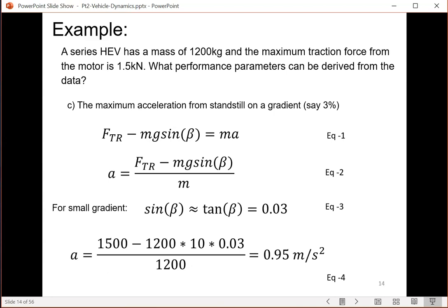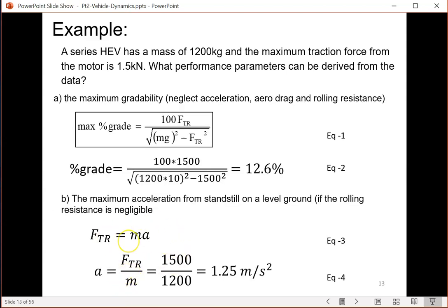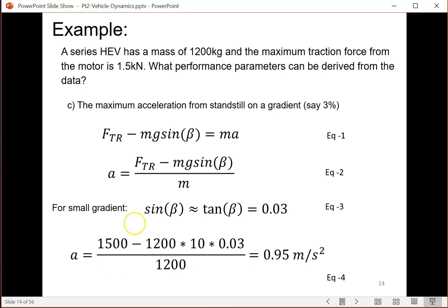So what else can we do? We can also work out the maximum acceleration from a standstill on a gradient. In the previous calculations, we calculated the maximum acceleration available on level ground. There's no gradient. Now, again, I'm going to ignore the rolling resistance, assuming the ideal case. I'm going to ignore the air drag because we are starting to accelerate. There's no speed yet. So the only force opposing the traction effort is mg times sine beta.